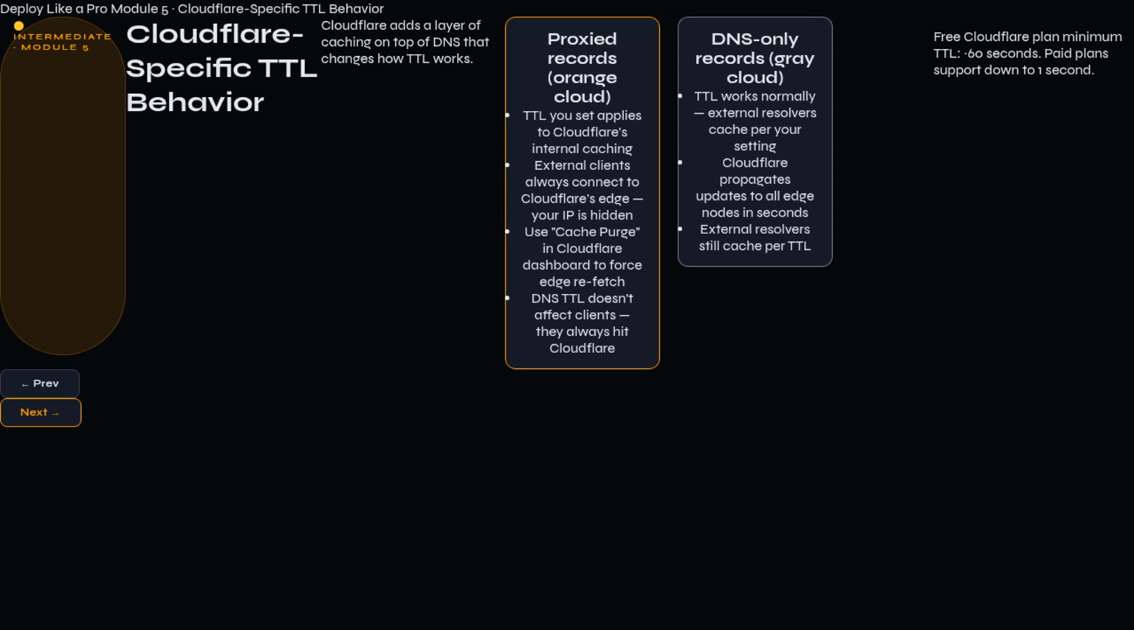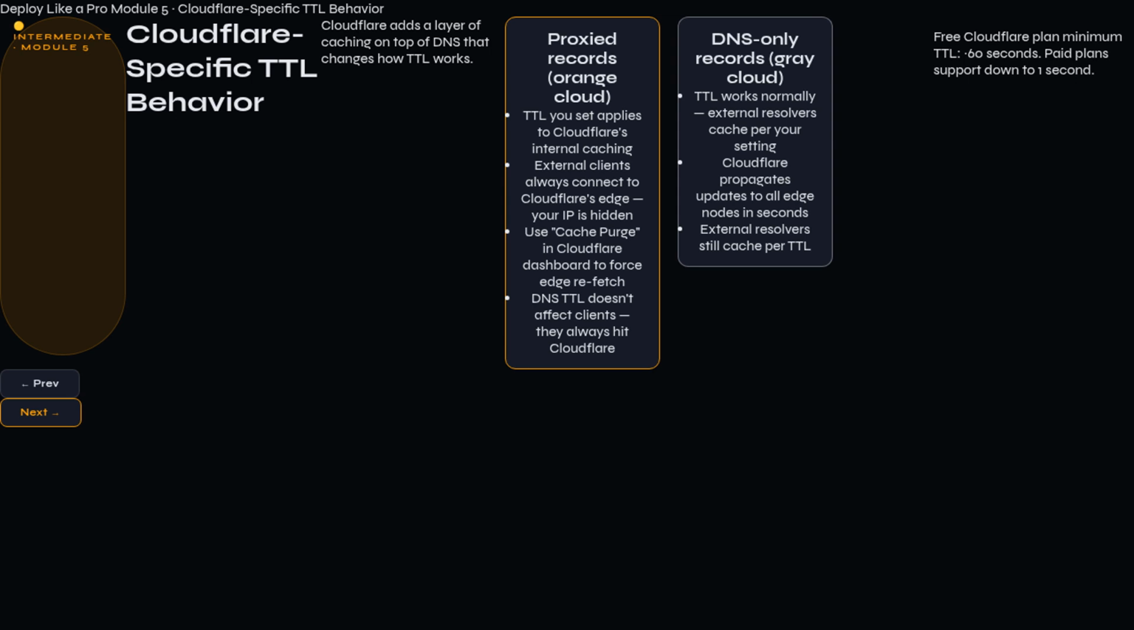Proxied records and TTL: when you enable the Cloudflare proxy, orange cloud, the TTL becomes irrelevant for external clients. Clients always connect to Cloudflare's edge servers, not your origin. Cloudflare serves its own cached response from its CDN edge. The TTL you set only affects how long Cloudflare itself caches the record internally.